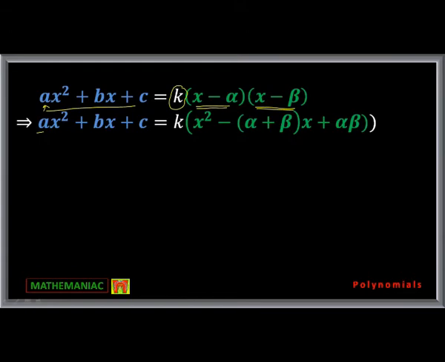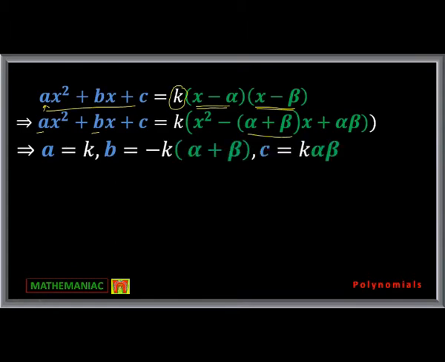Similarly, the coefficient of x is b. What is the coefficient of x on the other side? Alpha plus beta with the negative sign in front. Likewise, we'll be comparing all three coefficients. Now you compare the first two, because you need to look for a relation between alpha, beta and alpha plus beta, right? So because of that, we will have to eliminate k.